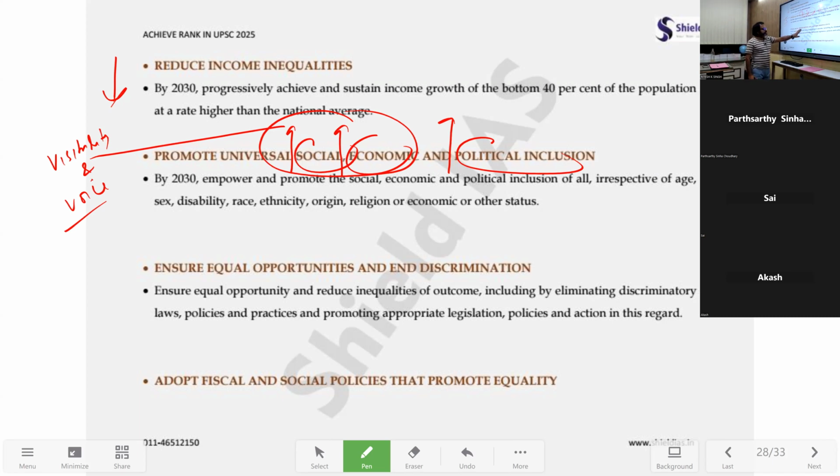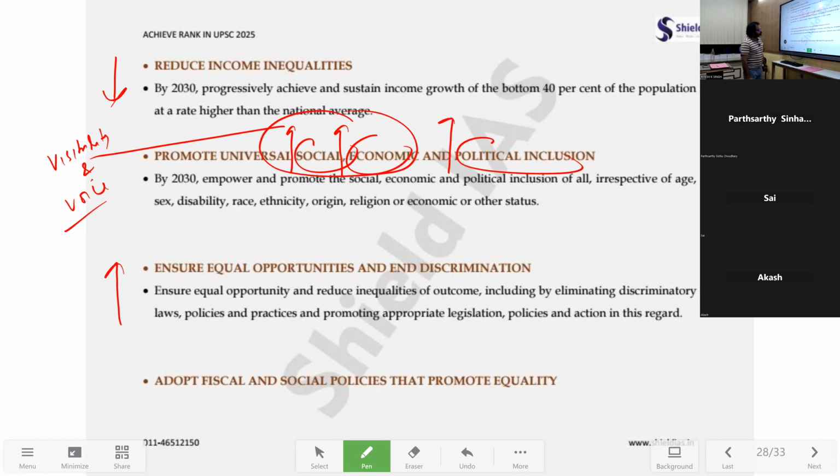Ensure equal opportunities and end discrimination. More jobs being created, more work being created will lead to what? Opening up the sectors to different sets of people, and which has the potential to what? Reduce the hold of one set of people over most of the economy and most of the work.